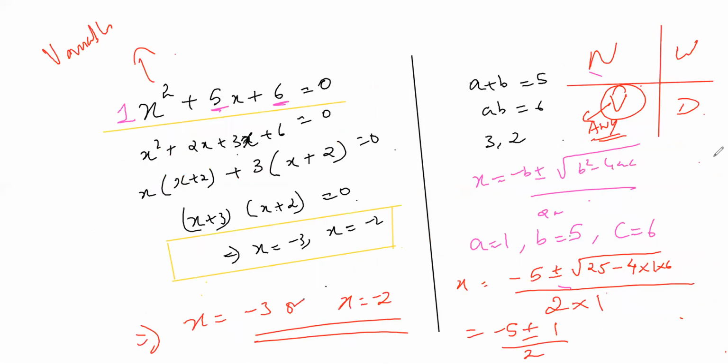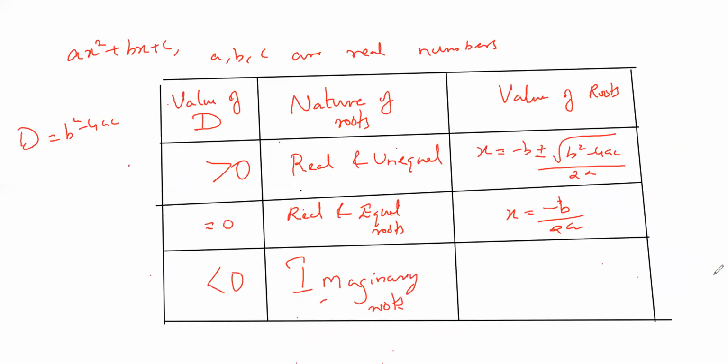Whereas in this question, D is b square minus 4ac. So what is the D value? It is greater than 0. We are getting 1. 1 is greater than 0. So this is the first case, correct? The real and unequal roots, because both the roots are different values.